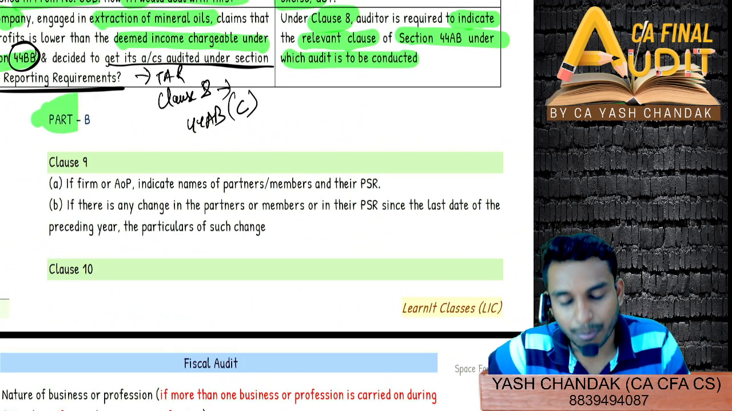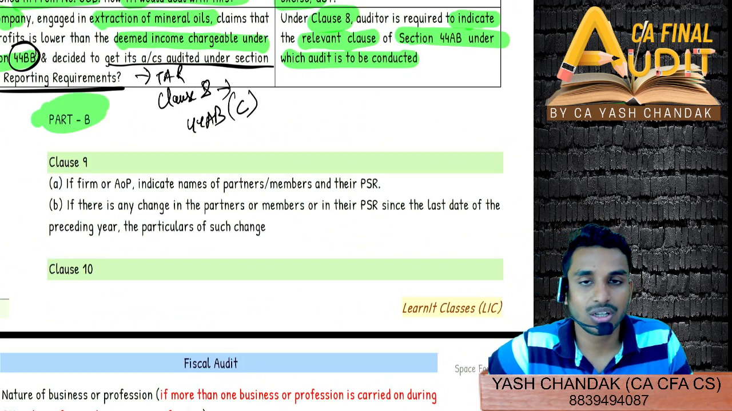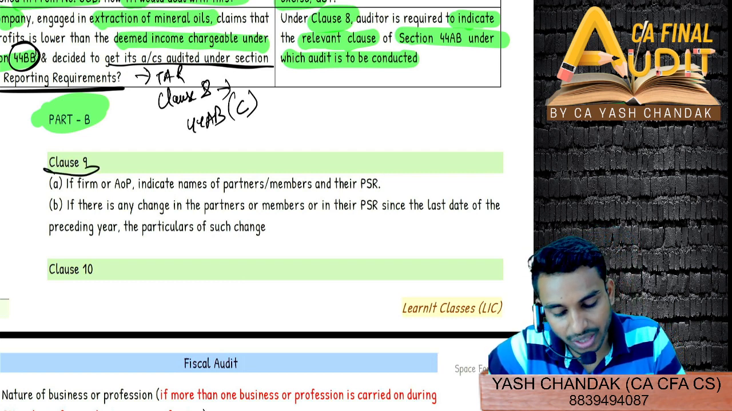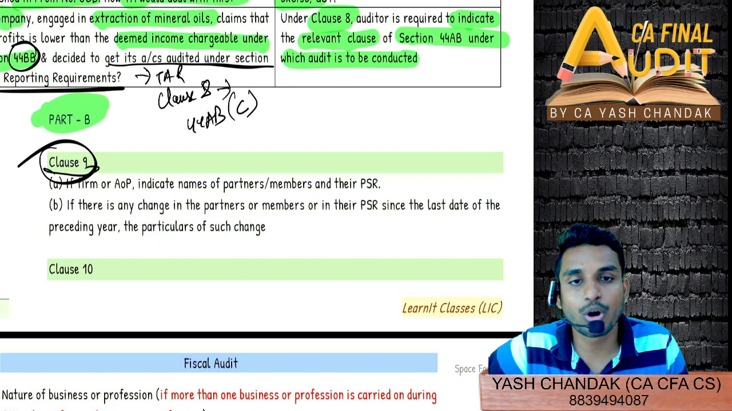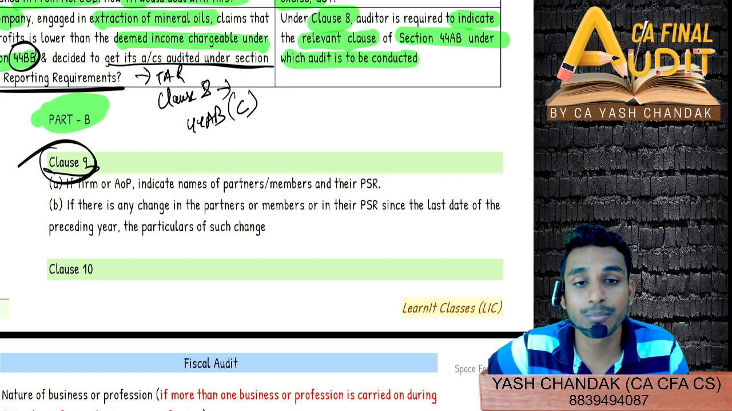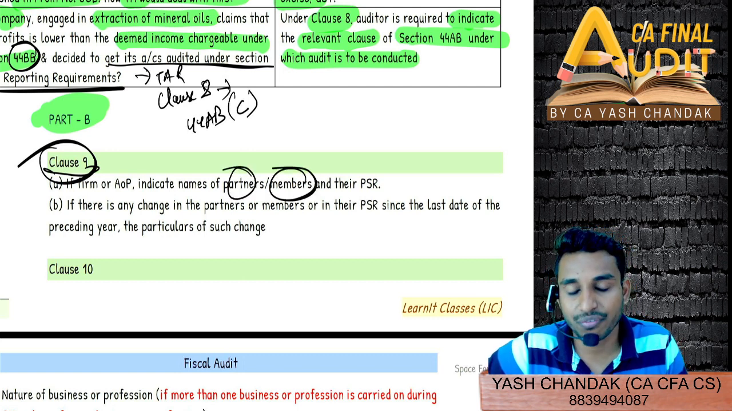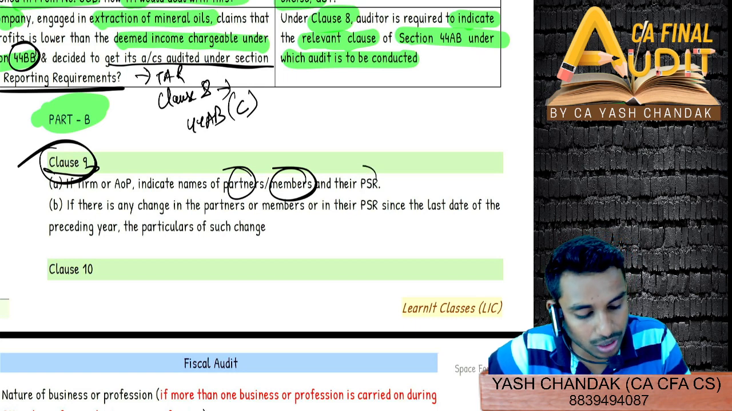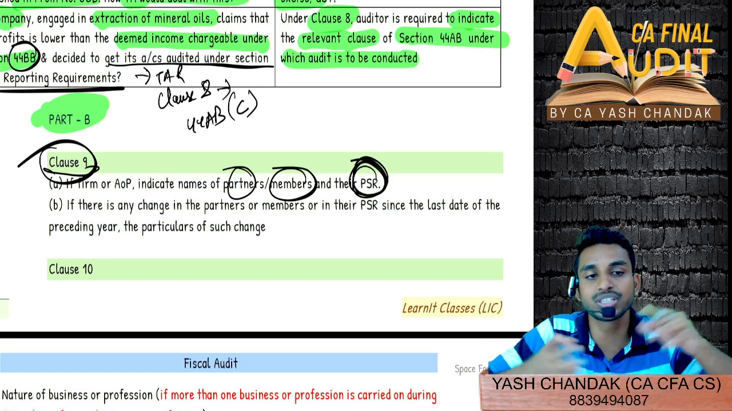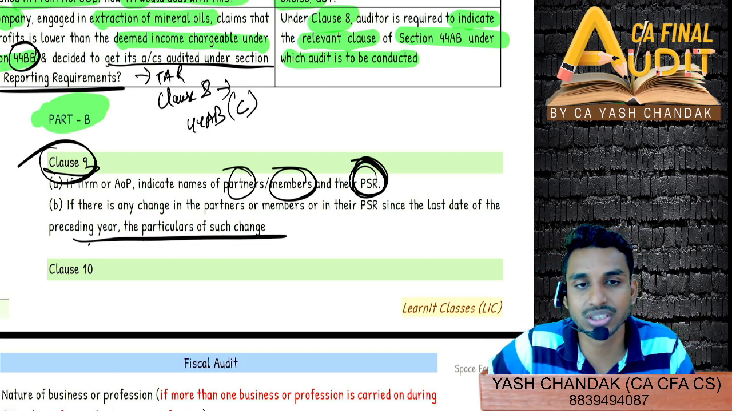Now we'll start with Part B. Clause 9, clause 10. Not very important, but let's see. Clause 9 is this: if you are a firm or an association of persons, then you have to indicate your partners' names or members' names. If you are an AOP, you have to mention your members' names, and if you are a firm, you have to mention your partners' names and also their profit sharing ratio. And if there is any change in the name or profit sharing ratio during the year, you also have to mention the particulars of the change.